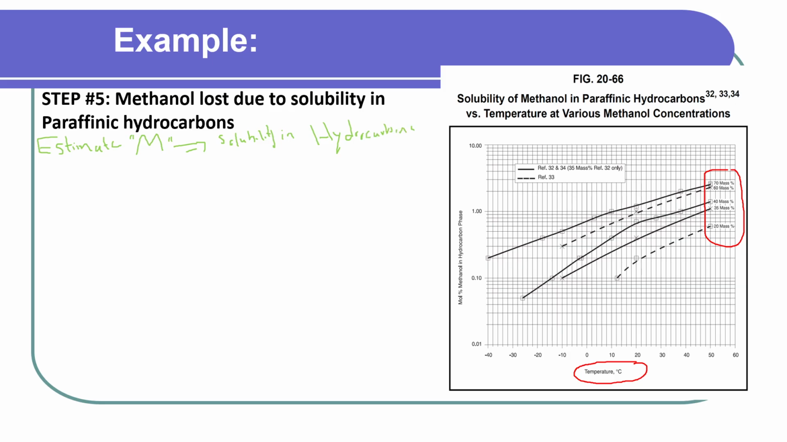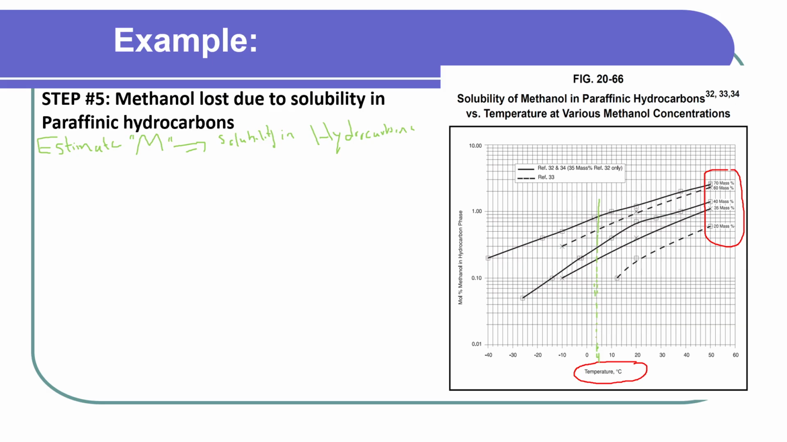So now we're going to take the condition. How much is the temperature that we have? The temperature that we have is 4 degrees Celsius. So I'm going to go here. This is almost 2. This is 4. This is like 4 approximately. So I'm going to go vertically.